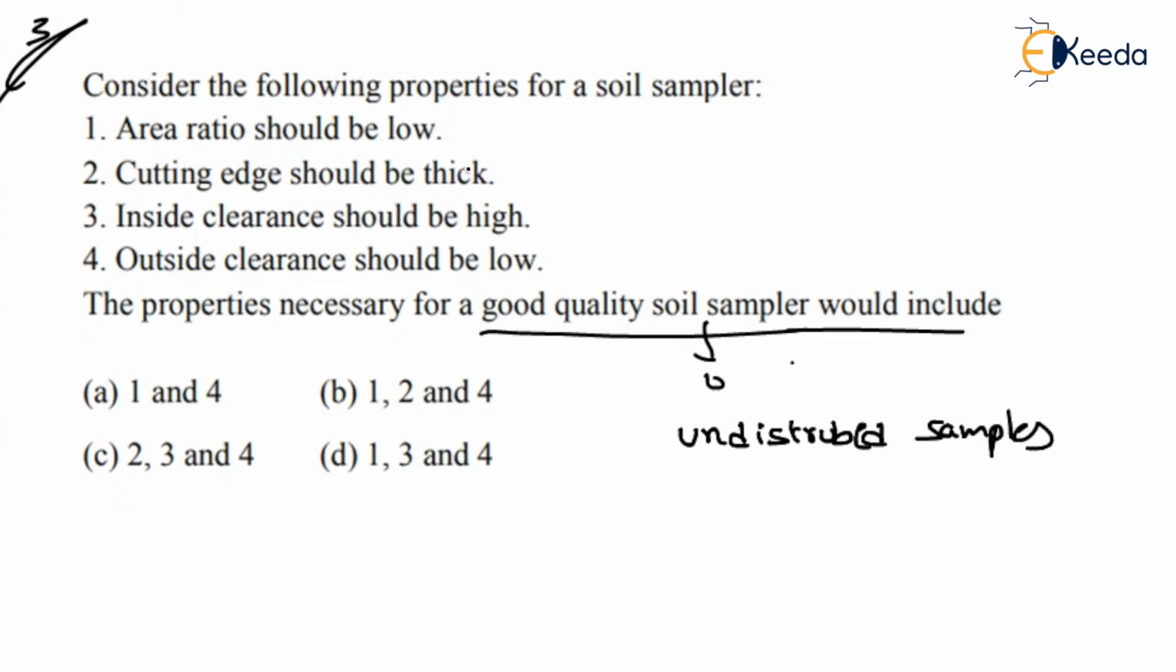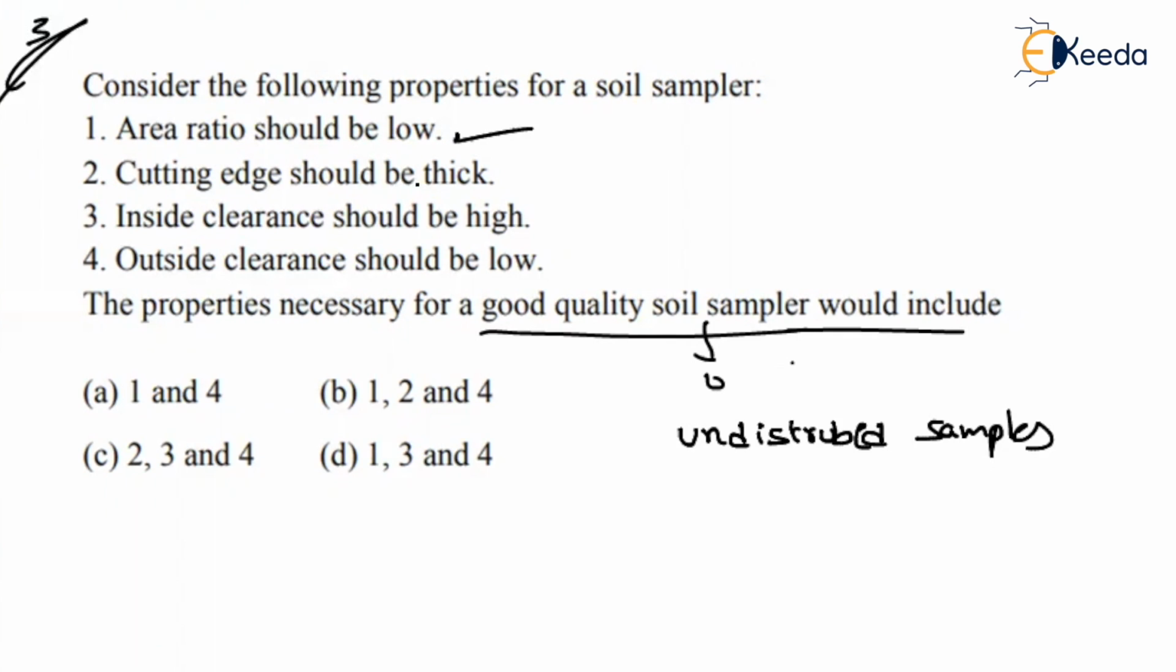Area ratio should be low, cutting edge should be thick, inside clearance should be high, outside clearance should be low. What do you think? Which one is the correct option? Area ratio should be low. That is right, obviously. That means how many options are there? A, B, D.